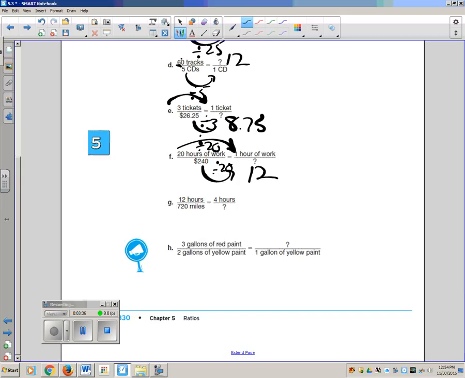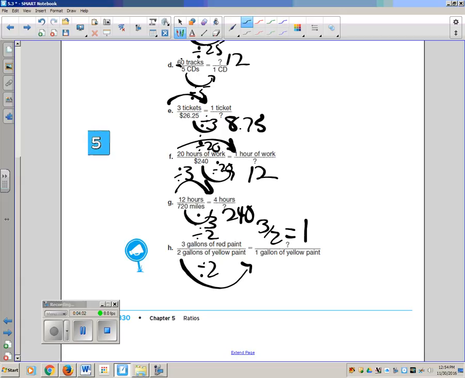Numbers get harder. 12 went to 4. Think about how did I get from 4? I divided by 3. 720 divided by 3 is 240. And then the last one, 2 went to 1. I divided by 2. I have to divide this by 2. 3 halves. 3 divided by 2. You know your fractions. That equals 1.5.